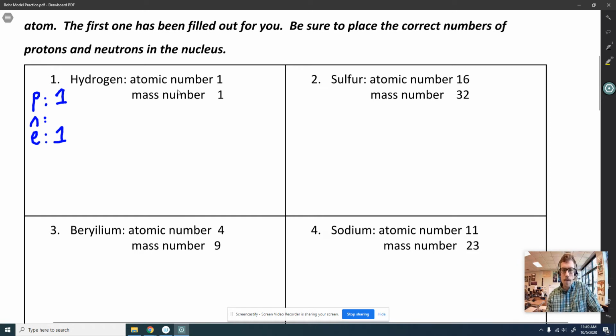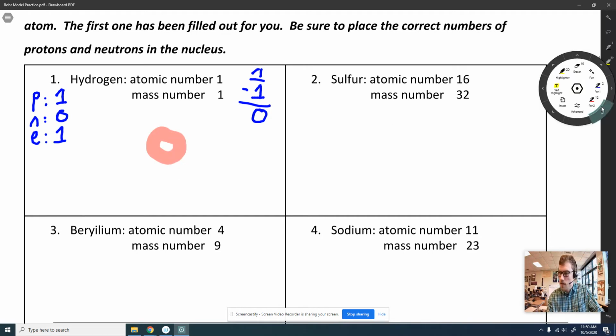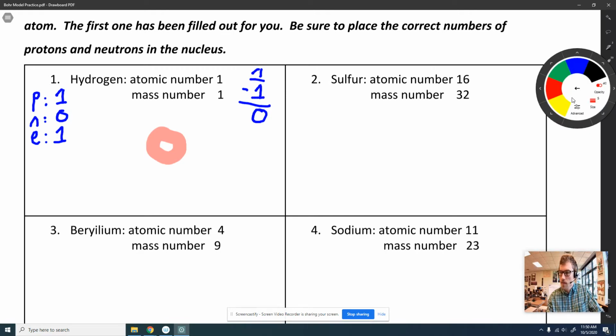All right, now we are given the mass number, and that's what we're going to use to find the number of neutrons. Remember that your mass number, 1, minus your number of protons, which is also 1, is going to tell you your number of neutrons. 1 minus 1 gives us 0, and so we are going to have 0 neutrons. All right, so now that we have all of that information, we should be able to figure out pretty easily our Bohr model. Remember, we're going to draw a first circle, and wow, that is a really thick circle. Let's change the size on that down to a nice 5.